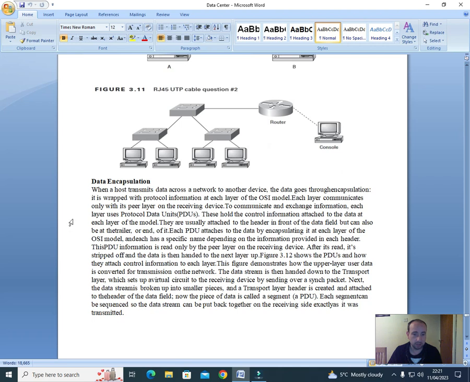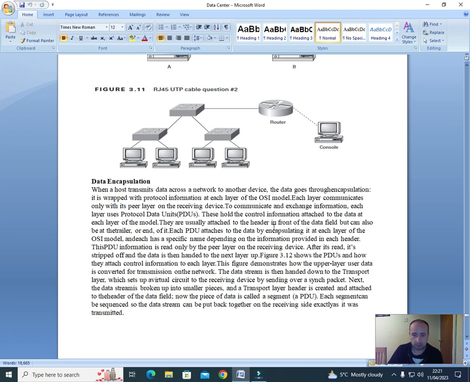Data encapsulation. When a host transmits data across a network to another device, the data goes through encapsulation. It is wrapped with protocol information at each layer of the OSI model. Each layer communicates only with its peer layer on the receiving end to exchange information. Each layer uses protocol data units, PDUs. These hold the control information attached to the data at each layer of the model.